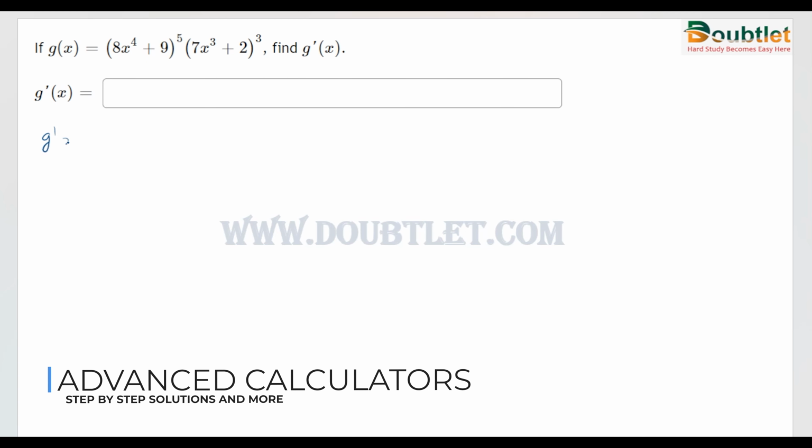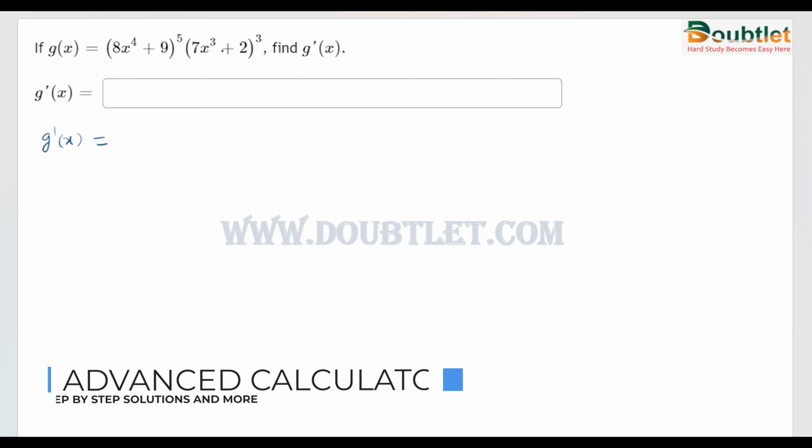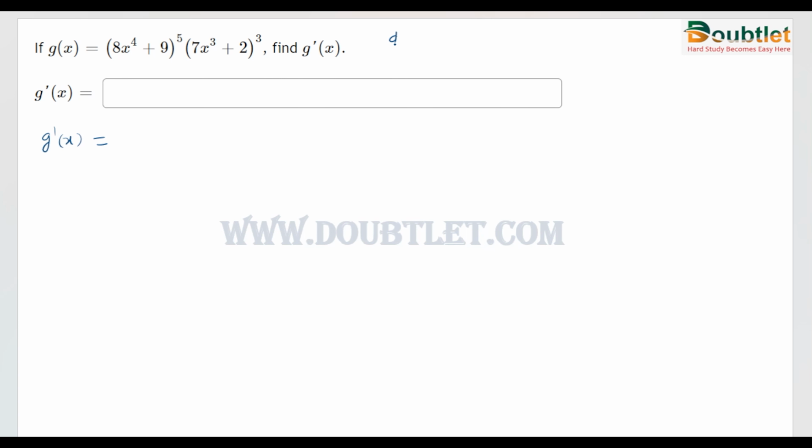So let's start. So g dash x. We know that in the product rule, suppose u and v are two functions of x, and we have to differentiate them with respect to x. So what we need to do, we need to first assume u as a constant and differentiate v with respect to x, and then we have to assume v as constant and differentiate u with respect to x. So this is simply the product rule, and we have to use this rule here.